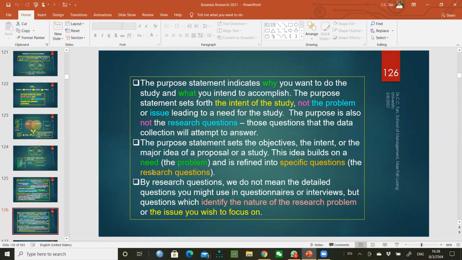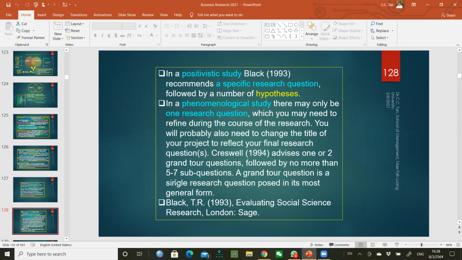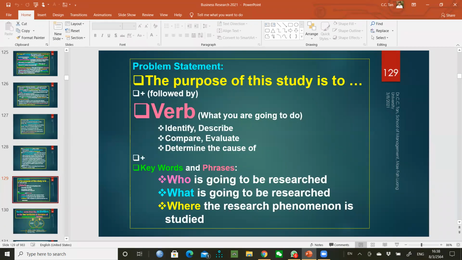And so it is refined into the question, and you put it into statement form. I can straight away give you the simple structure of the problem statement, and from there you can slowly read the slide by yourself. So, the purpose of this study is to... that is the statement format you can write in this sense.